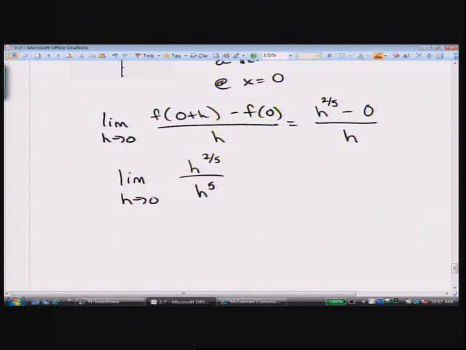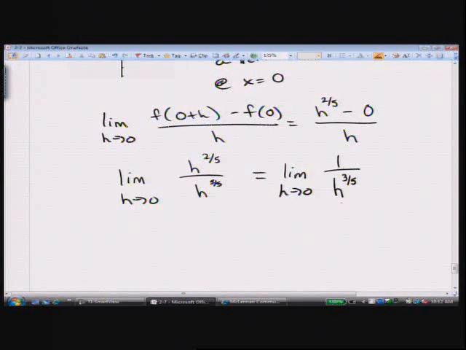Remember when the bases are the same and you're dividing, you subtract the exponents. So you've got 2/5 minus 1. My head was saying 5/5, that's my excuse. So it's 2/5 minus 5/5, which is negative 3/5, which is the limit as h goes to 0 of 1 over h to the 3/5.